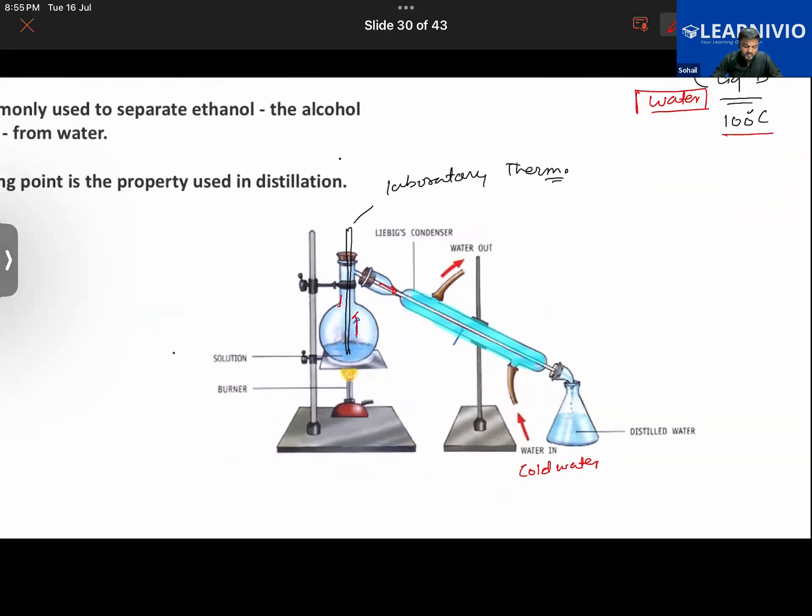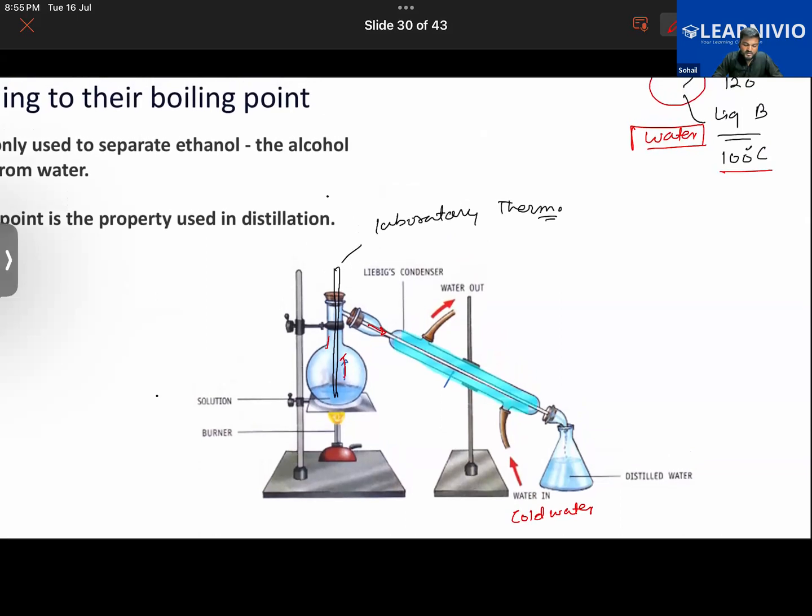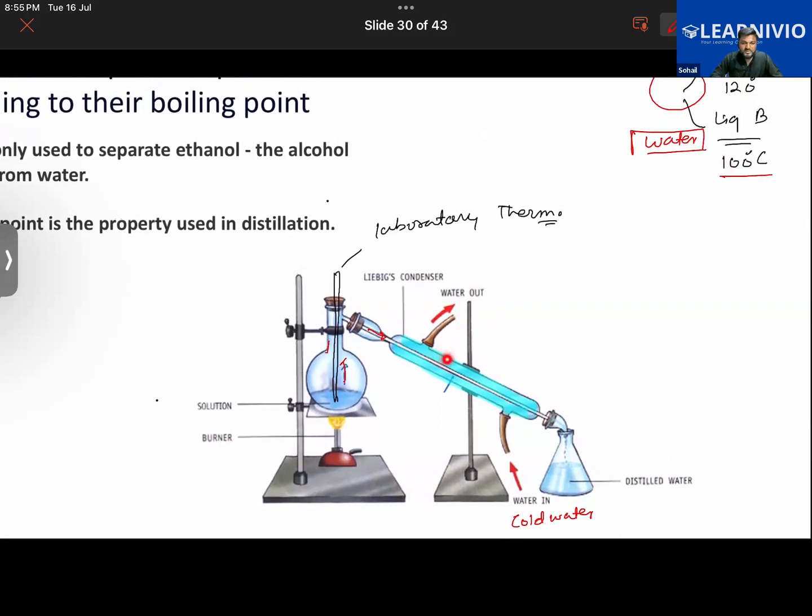So the vapors of liquid B will convert into droplets, and it will be collected into this glass flask. Now, we know 100 degrees Celsius is the boiling point of water. So liquid B was water, which we have collected in the glass flask. And what would be left in this flask? Liquid A will be left. Is it clear to everyone?